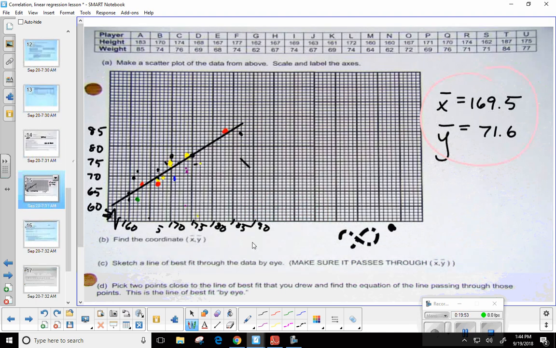So 169.5, that would be right here close to 170, and then we have 71.6. So right about there. So I was pretty close. I'd say I did a pretty good estimate of where that grand mean is going to be.